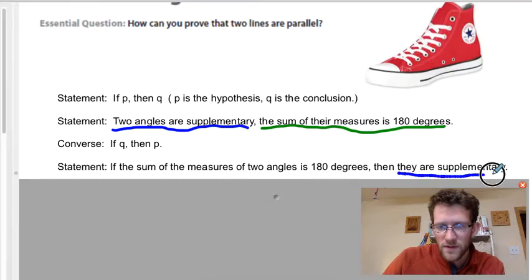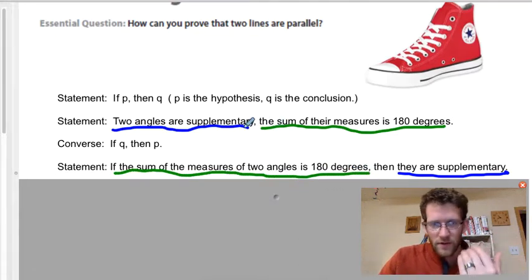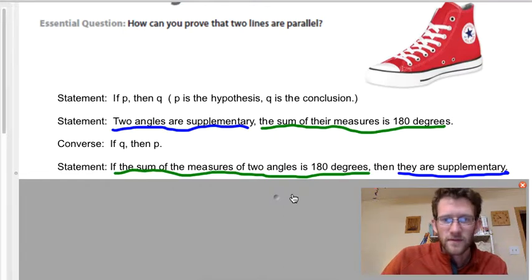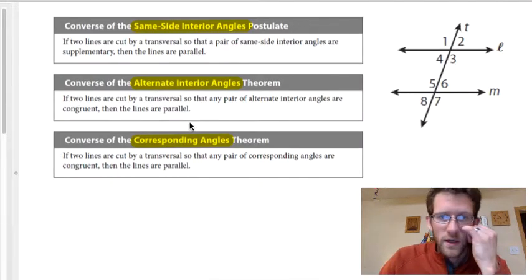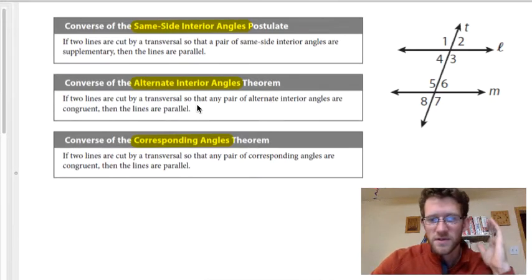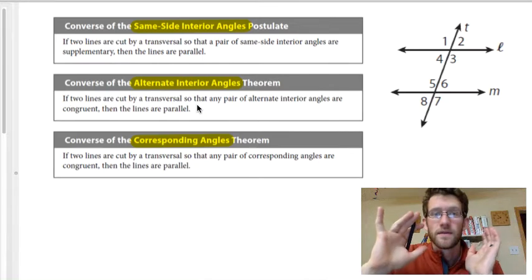We can say that they're supplementary, but if the sum of the measures of the two angles is 180 degrees, right? So we've now switched it around. And in fact, this is what we're going to do for our three new theorems or postulates. These are essentially old ones. There's nothing new here to remember except that these are converses.